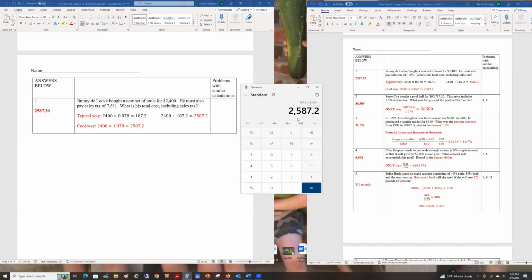And I get $2,587.20. That's 2 dimes, not 2 pennies. All right, but the cool way is just to multiply 2,400 by 1 plus 0.078, which calculates 1 times 2,400 plus the tax. In other words, this is 107.8% of 2,400. And that turns out to be $2,587.20. And again, no 0 on the calculator, but we report the 0 when we turn our answers in.